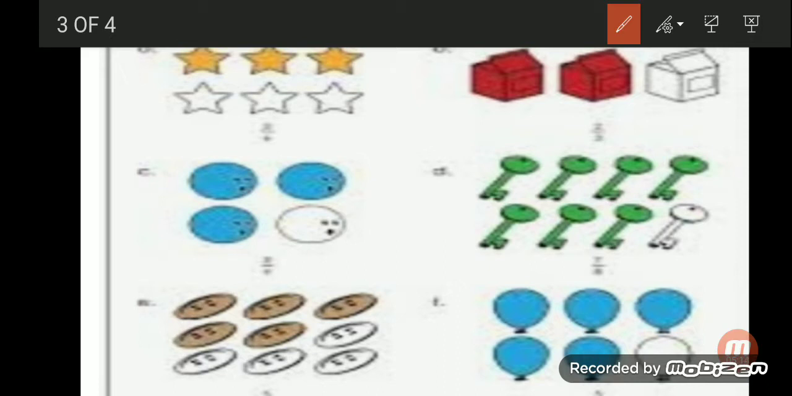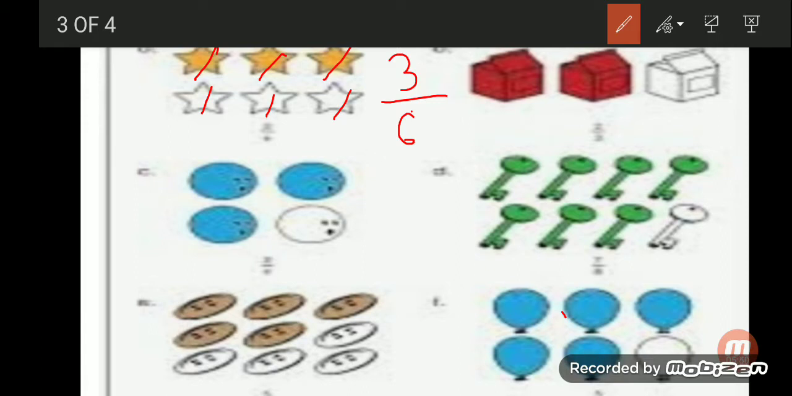Okay, so the first one is here we have stars. Some stars are shaded, so we have to write down the fraction of the shaded stars. First we will count the stars, that is 1 2 3. The shaded stars are how many? 3. So we will write 3 at top, then at bottom we will write the total number of stars, that is 1 2 3 4 5 6. So 3 by 6 stars are shaded here.